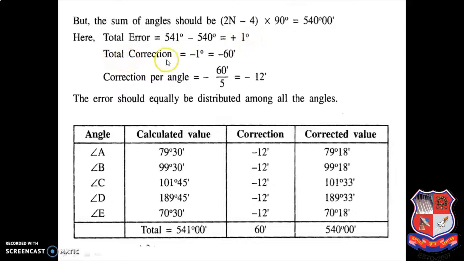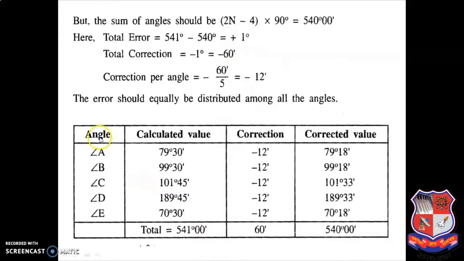So total correction is minus 1 degree. 541. If you want 540, what do you have to do? You have to do minus 1 degree, means minus 60 minute. And there are 5 angles, so minus 60 upon 5, so minus 12 minute. Means to come down to 540, you have to deduct 12 minute from all the angles.